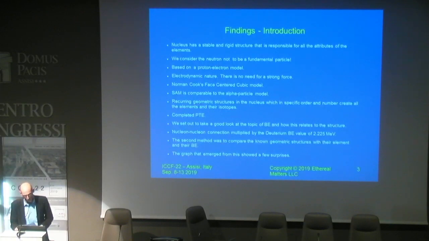Norman Cook, for example, has been working on a similar model in the sense that he also recognized a fixed structure for the nucleus, the face-centered cubic model. We have an overlap of ideas and some essential differences. The neutron not being fundamental and the organization of the structure is different as a result of the neutron. The structured atom model is comparable, for example, to the alpha particle model in the sense that it also recognizes recurring geometrical structures inside the nucleus. The only difference there is that we still recognize a few more geometrical structures, which I'll be showing later on, which in specific order and number create all the elements in their isotopes.